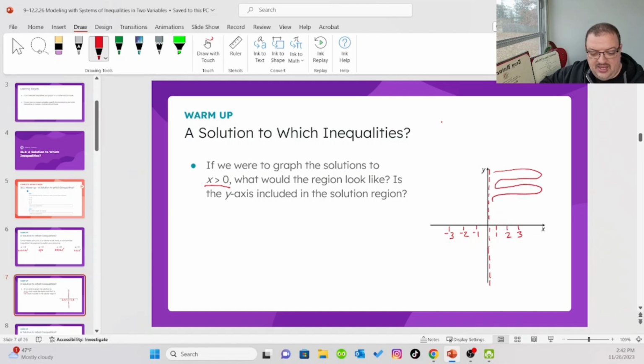So we're saying everything to the right of the y-axis is a solution because that makes x greater than 0. Nothing on the y-axis is a solution because that would make it equal to 0. And nothing to the left of the y-axis is a solution because those values would all make x less than 0.